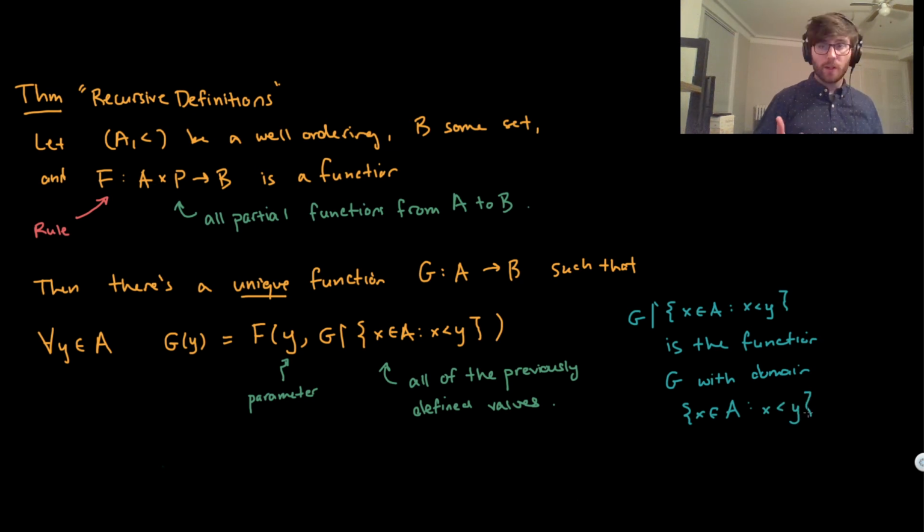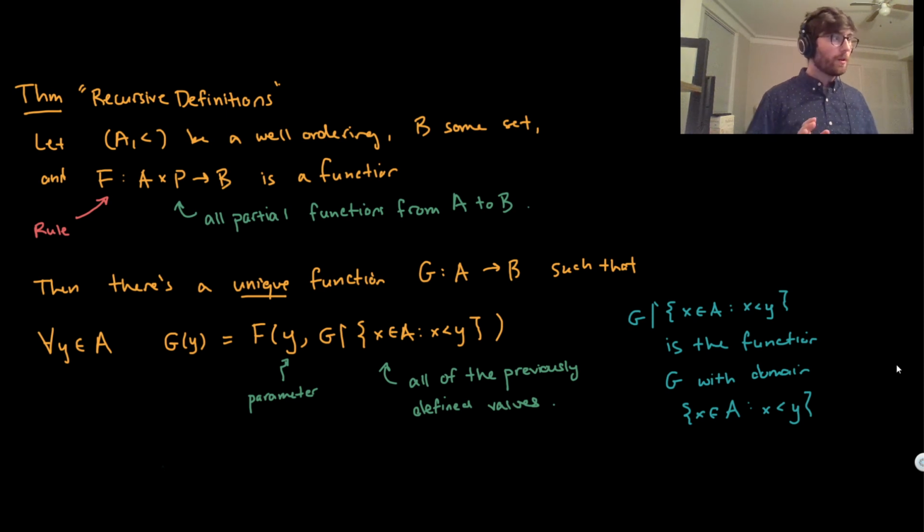And why is this function G in our set P? The right coordinates here are supposed to be in P. Well, we're assuming that we have this function G already, and it's a function from A to B. So if we restrict the domain to any subset of A, it's going to be a partial function from A to B. Okay, so that's the statement of the theorem.